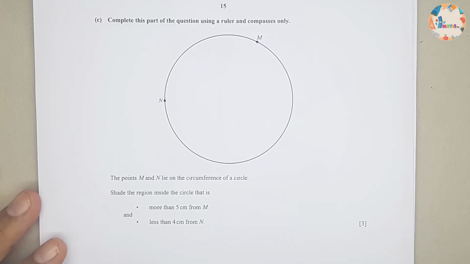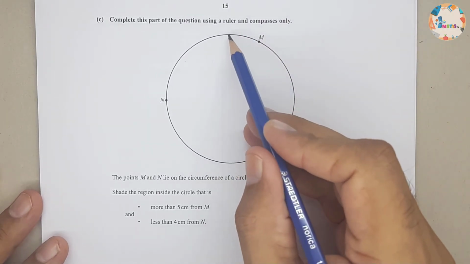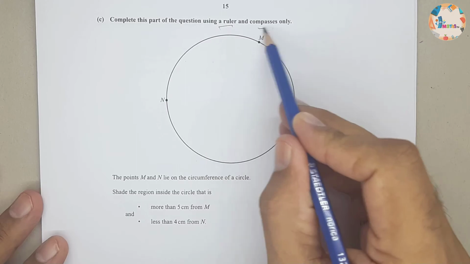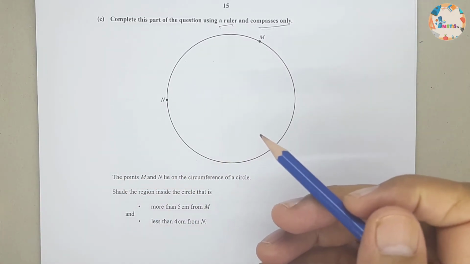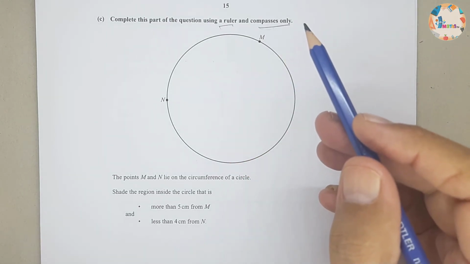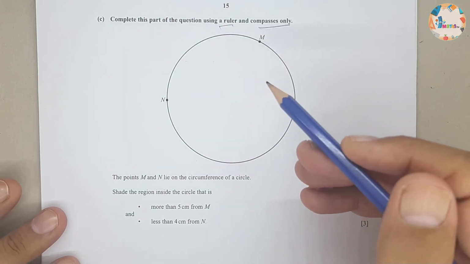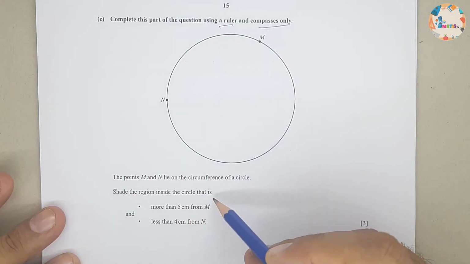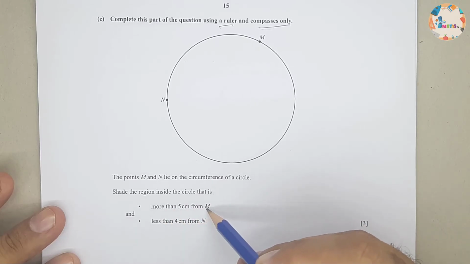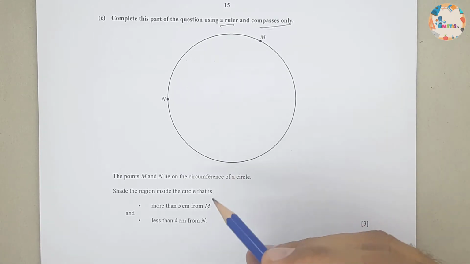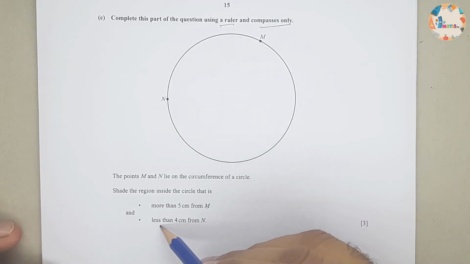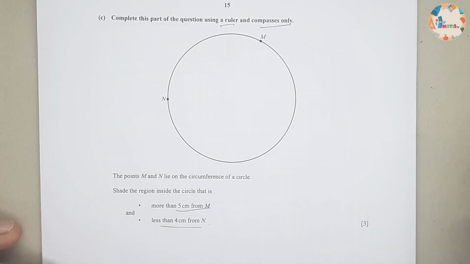C part, complete this part of the question using ruler and compasses only. The points M and N lie on the circumference of the circle. Shade the region inside the circle that is more than 5 cm from M and less than 4 cm from N. So these are the two conditions. We will be checking that one.